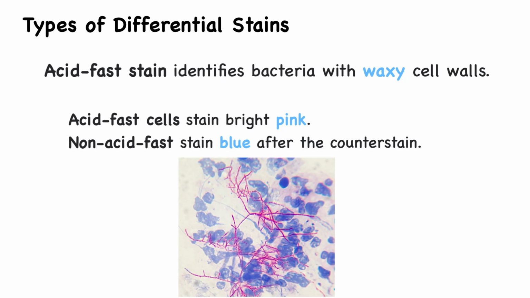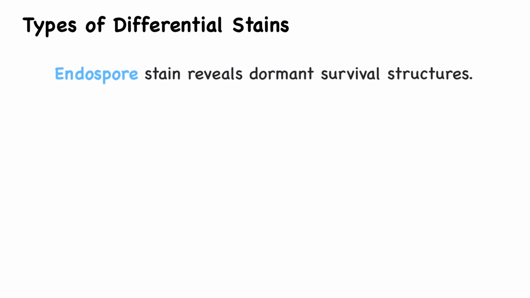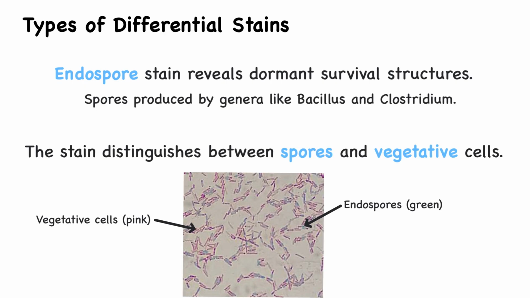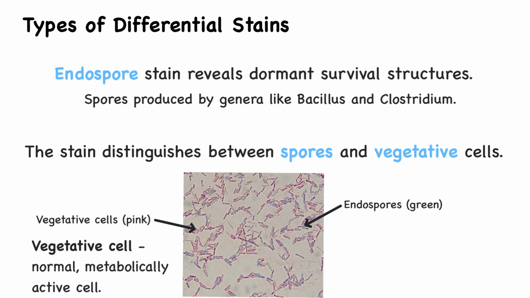And then there's the endospore stain. Endospore stain reveals tough, dormant spores produced by genera like Bacillus and Clostridium. This staining technique is similar in principle to the acid-fast method in that it uses heat to drive dye into the tough endospore. This stain distinguishes between spores and vegetative cells. Vegetative cells are the normal metabolically active cell, and endospore is the dormant or survival form.